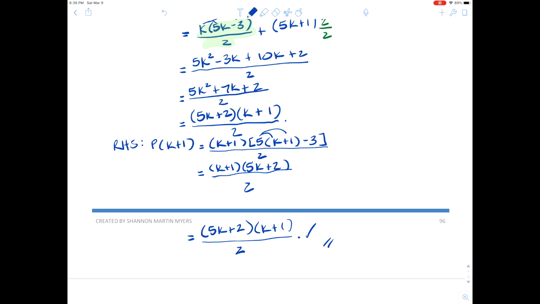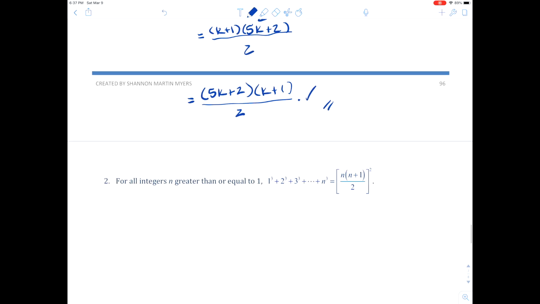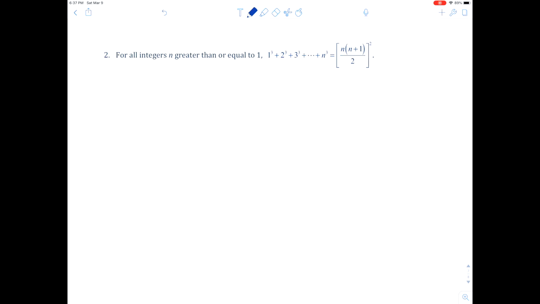Cool, cool? I love mathematical induction. Can you tell? Okay, so second up, for all integers n greater than or equal to 1, 1 cubed plus 2 cubed plus 3 cubed plus dot dot dot plus n cubed is equal to quantity n times (n plus 1) over 2, squared. But you know what? Just for ease of computation, this is n squared times (n plus 1) squared all over 4. All right? Okay, so let's start our proof.